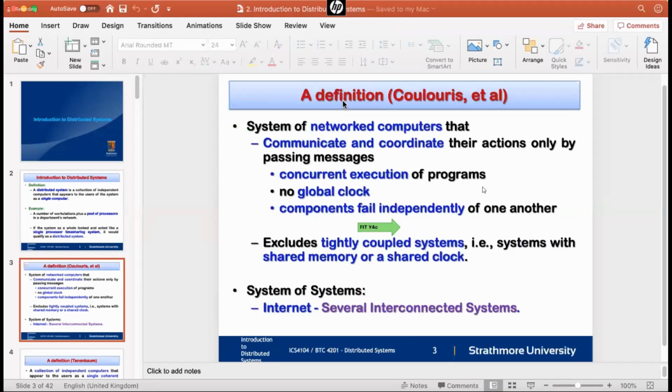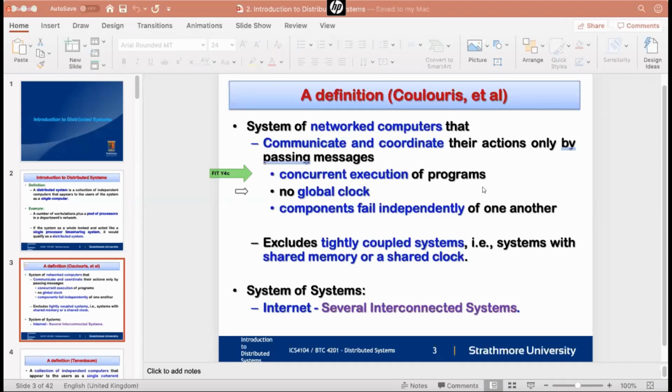We also have other examples. Coulouris et al. say that a distributed system can be a network of computers that communicate and coordinate their actions. So we have one computer in one location, another one in another location. They are working independently, partially doing the work and passing messages to one another. Sometimes they can work at the same time, concurrent execution, and then share the results. That is an example of a distributed system with concurrent execution.